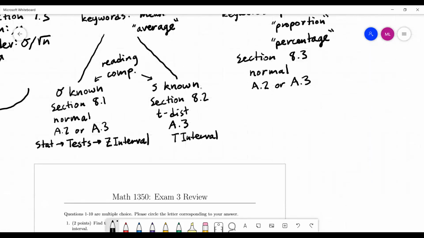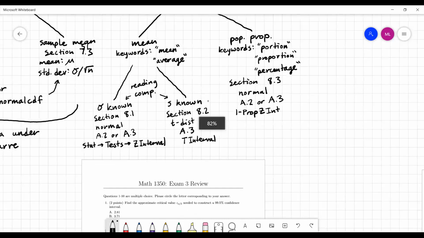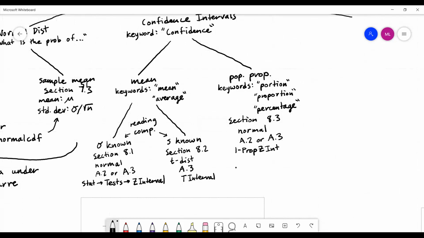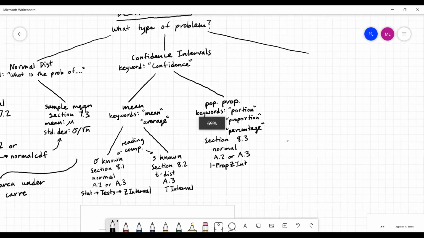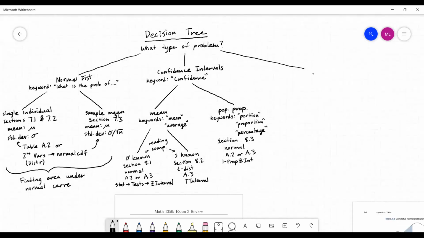And this one is a 1-prop Z int. So again, int or interval whenever we're dealing with a confidence interval. So those are the calculator commands you would use for each of those respectively. And then we move on to chapter 9.